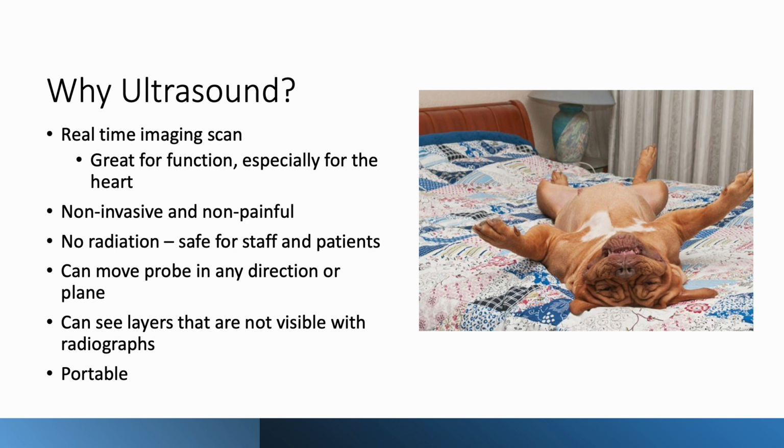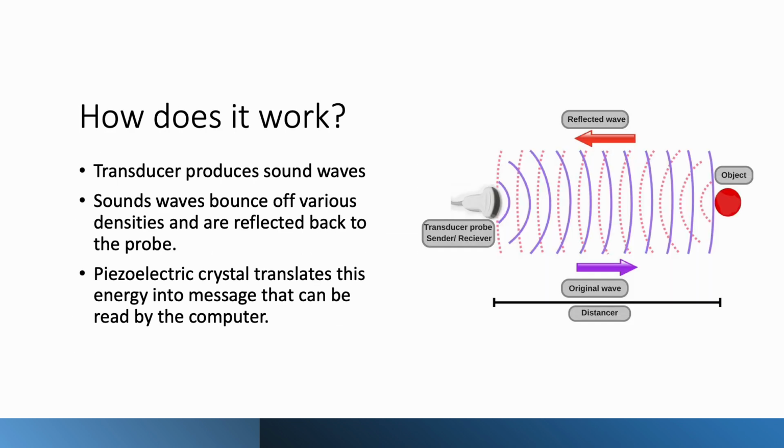We can move our probe in any direction or plane. So if we're cutting a pickle, we could either cut it across or transverse on the pickle versus longitudinally. So we could either get little circle slices or we could get long oval slices, depending on which direction we cut our pickle. And it's the same thing for ultrasound. We can get different views depending on which angle we rotate our probe. We can see layers that are not visible with X-rays, and it's portable.